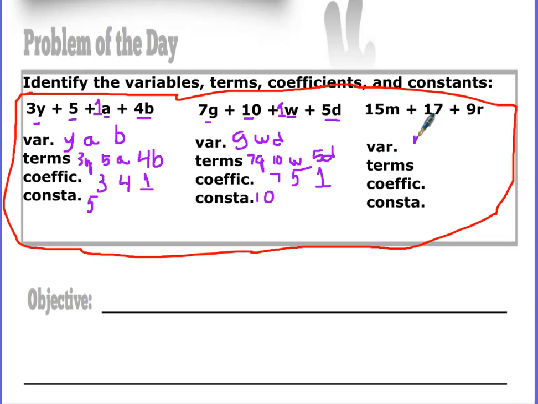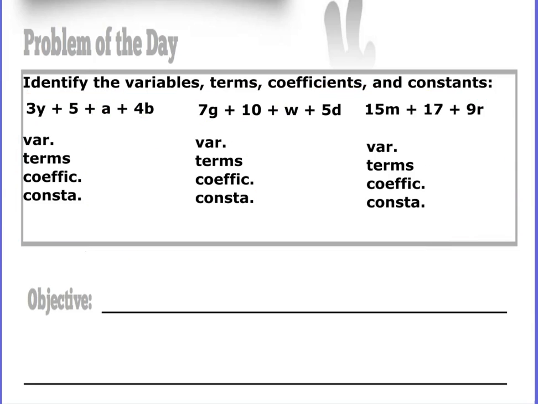And variables for this one are m and r. Terms, 15 times m, 17, and 9 times r. Make that look more like a 17. There. Coefficients are 15 and 9. I don't have a variable all by itself, so I only have the 15 and 9. And constant is 17. Okay? Hopefully you got all of those correct.